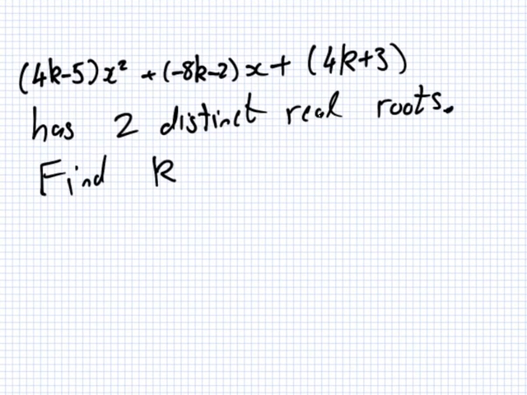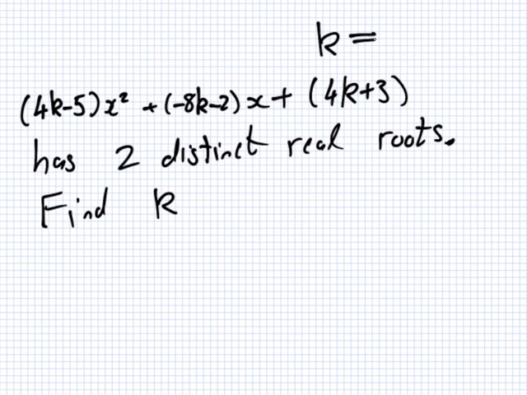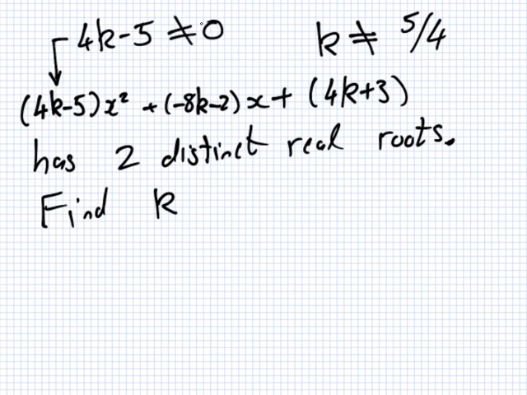The only thing we really know so far is that k cannot equal, not quite this time. Say again? 5 over 4. Because you want this part here to not be 0. Yeah? But k itself could be 0. For example, if k was 0, we'd have minus 5x squared minus 2x plus 3. If it was 0, so that's okay. Right, so if it has two real roots, we know that the discriminant is positive. So we know that the discriminant is positive.